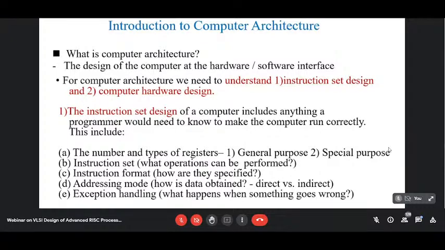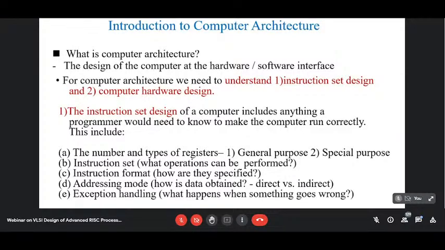So now let's come to the introduction to the basic architecture of a CPU. What do you mean by architecture? Basically, it's the design of a computer at the hardware-software interface. That means we have to design some instruction set, and according to the instruction set, the hardware will be architected, and by the instruction set, that processor would be programmed. So it's basically the hardware and software interface.